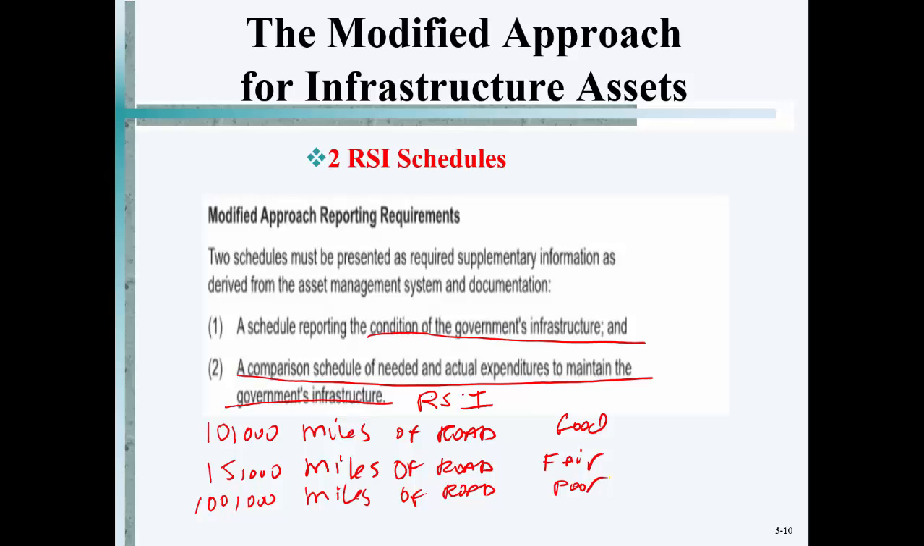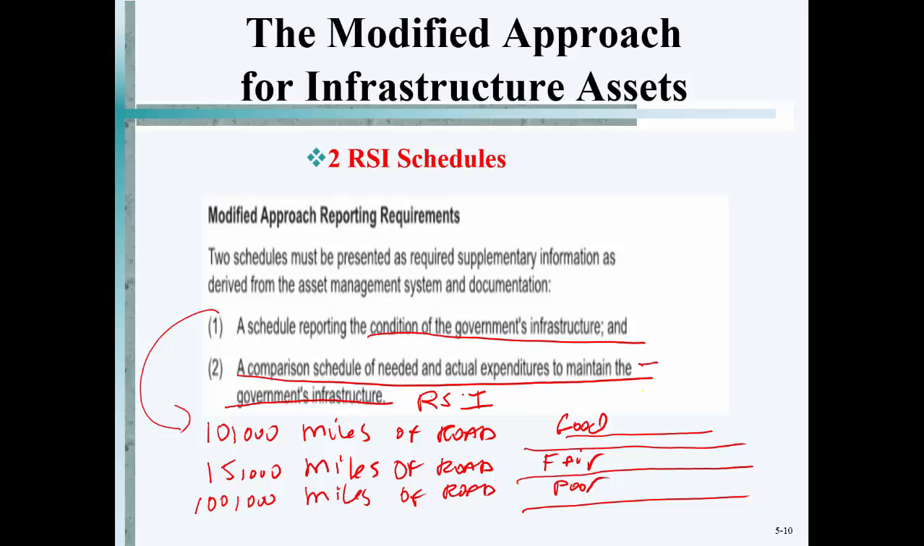Okay? Now, what happens? The second schedule, how many schedules do they have to have? There's the one with the condition assessment. The second schedule is going to say, for the poor, well, for the good. Let's just do the poor, guys. I don't want to do every single one. I don't want to turn this into a 50-minute discussion here. Let's just do the poor. For the poor, budget to maintain.